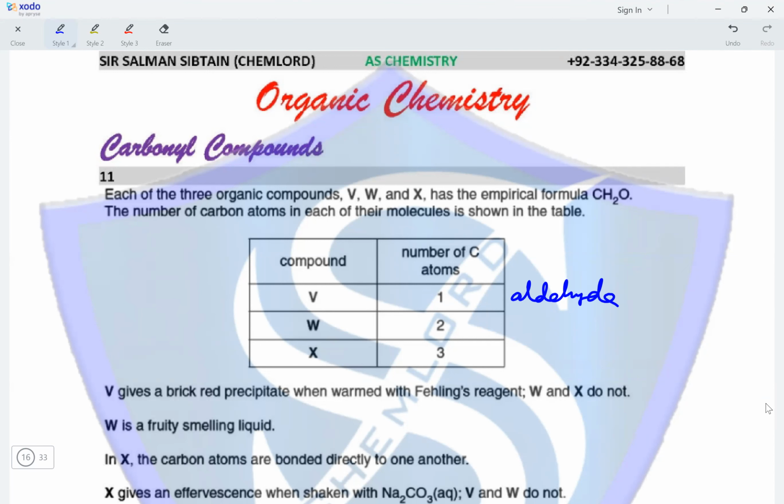W is a fruity smelling liquid. If it's a fruity smelling liquid, it has to be an ester. And in X, the carbon atoms are bonded directly to one another, so it is unbranched. X gives an effervescence when shaken with Na2CO3, V and W do not. So it is an unbranched carboxylic acid.